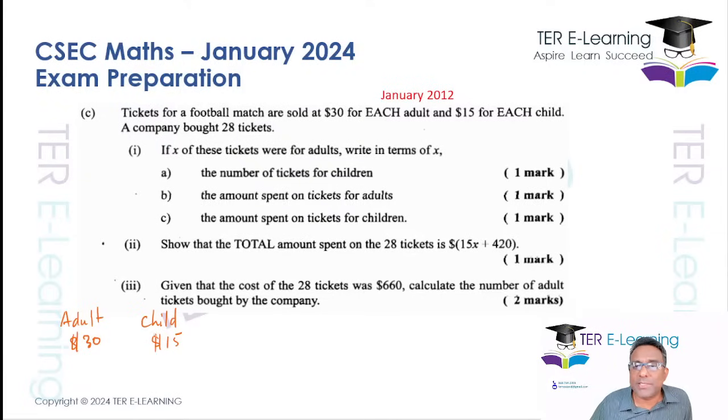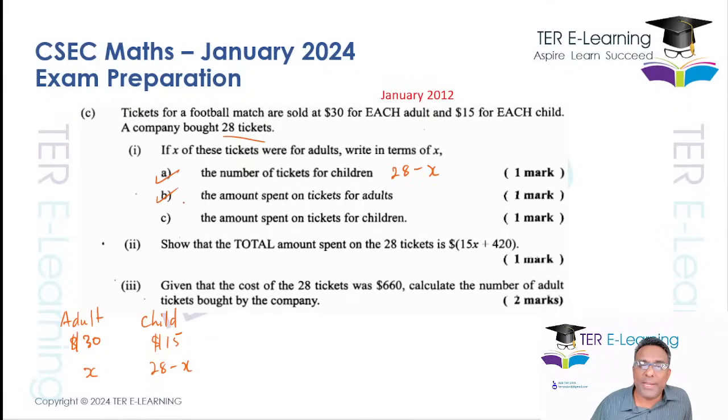And a company bought 28 tickets, so that's the total number of tickets that was bought. Now if X tickets sold were adults, that means you have X here. That's how many tickets were sold to adults. The first part of the question says, write in terms of X the number of tickets for children. So if you're buying 28 in total, the number you have left for children will be 28 minus X. So this here is going to be 28 minus X.